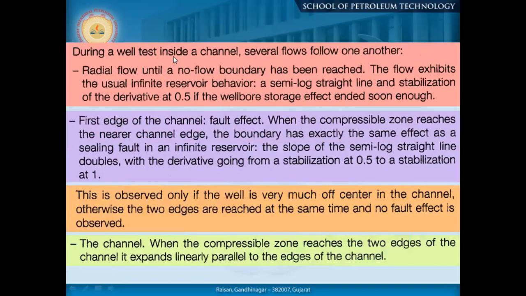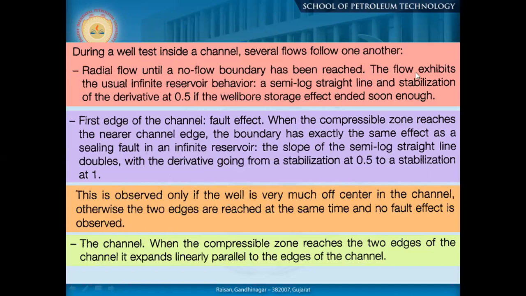So during a well test inside a channel, several flows follow one another. I told you earlier, you may encounter different flows, and this is very important. I'll read them one by one, and you have to understand how the slope of the graph will change when the flow encounters a boundary, so that you can say the compressible zone has reached from one zone to another zone, or maybe the system. Okay, radial flow until a no flow boundary has been reached.